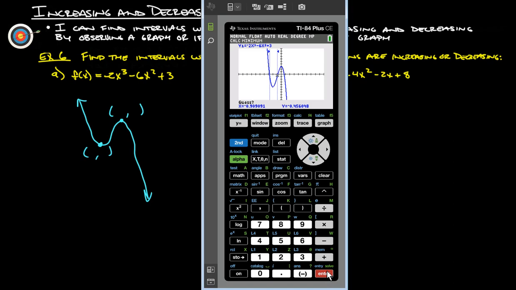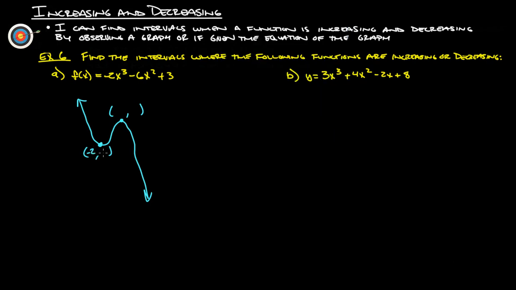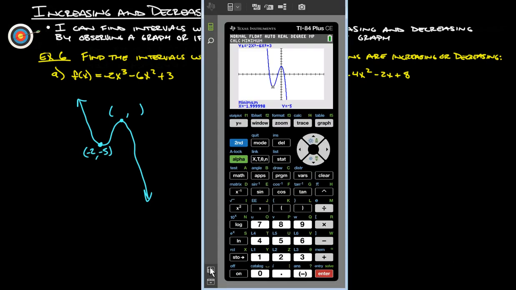I'm going to push enter, take a guess. Yes, push enter again, which I thought I did. Oh, there it is. Minimum is -1.999998. That means -2. -5 is this right here. -2, -5.